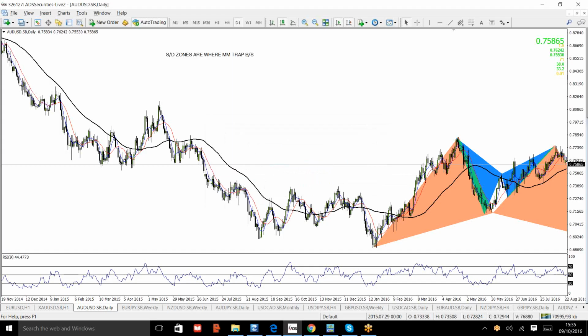Supply and demand zones are the areas in the market where institutions, hedge funds and big bankers trap retail buyers and retail sellers. You understand? These are zones within the market where big boys trap retail buyers and sellers, retail participants. They trap them. Institution trapping the little boys. You understand what I said? Yes, they do.